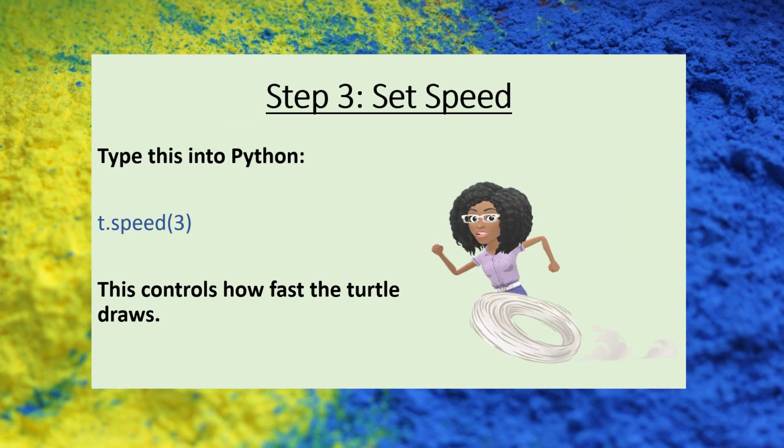Step 3. Set the speed. Type this into Python. This controls how fast the turtle draws. You can pause the video again while you type.